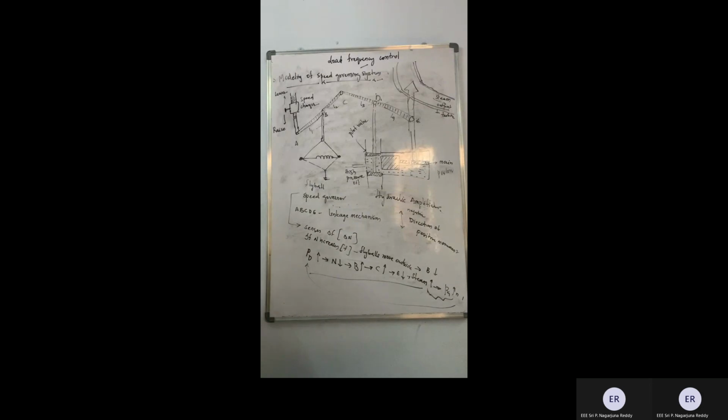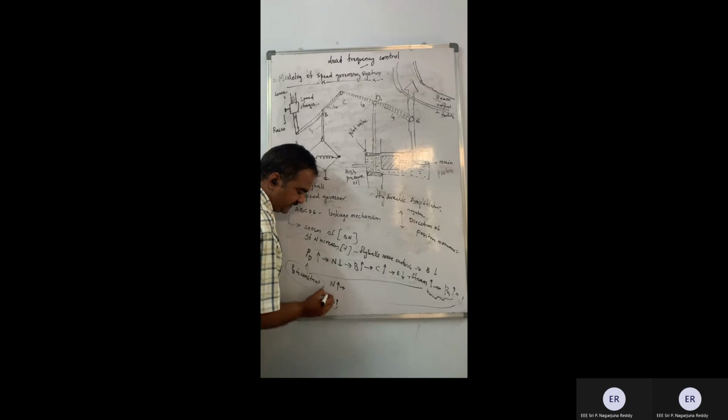Now let us suppose I am going for one more. I want to manually increase my generation. I don't have any control of PD. Now I want to increase my speed. If I want to increase my speed, what should I do? Speed demand is constant. If I want to increase speed, I must increase PG, isn't it? Let's see how I am going to achieve it.